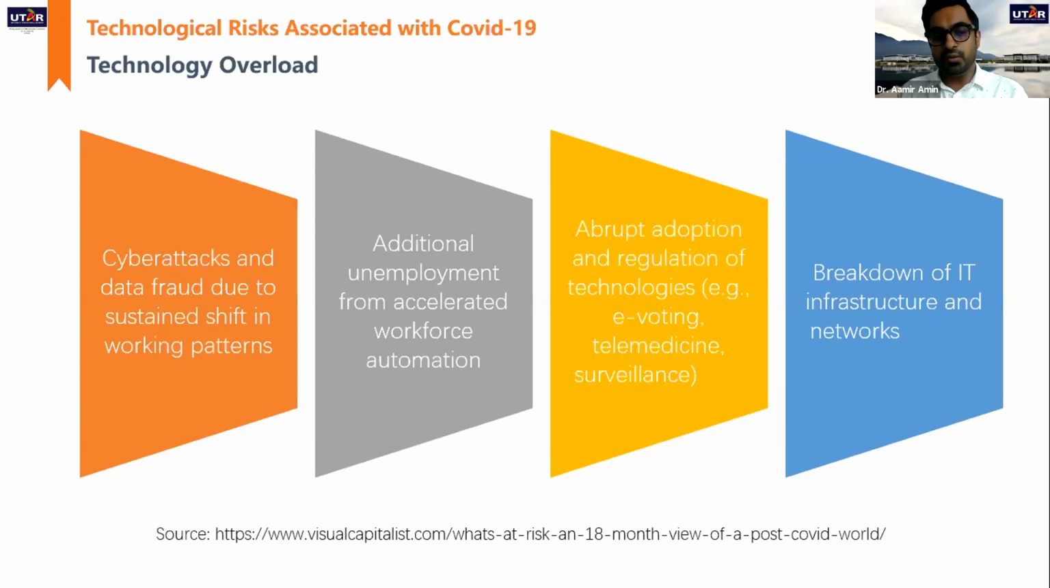The fourth risk associated with COVID-19 is the breakdown of IT infrastructure and networks, because there's a technology overload on the infrastructure: a lot of people have started using IT technologies. Because of this, there's a fear that the IT infrastructure might break down. So again, this is one of the associated risks.